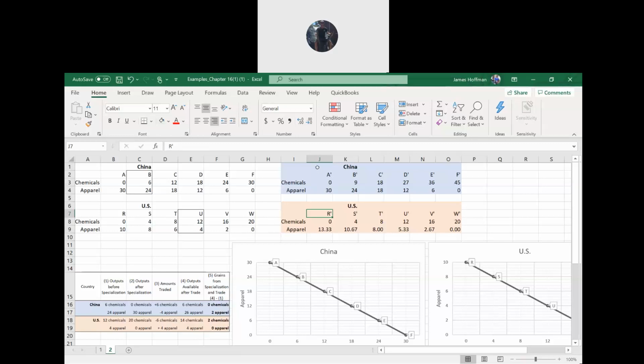Okay, so what the new curves show are all the initial specialized goods they kept and what they could have gotten back in a trade at the agreed upon rate. All right, so these are all the points that China could possibly get in a trade, and these are all the points that the U.S. could possibly get in a trade.